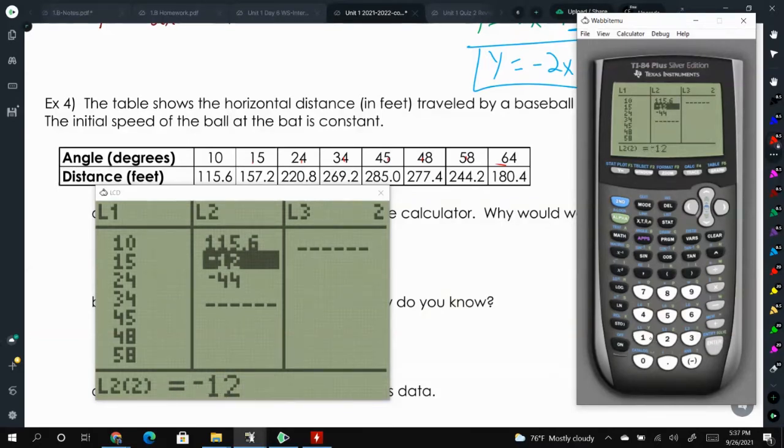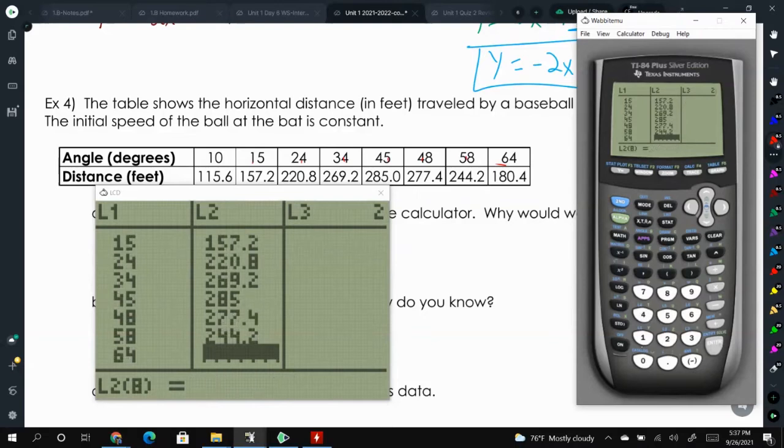115.6, 157.2, 220.8, 269.2, 285. Okay, so we have all our data in, because sometimes you don't know, is this a quadratic model? Could it be a linear model, or could it be something else? So you want to get an idea of what this data looks like.